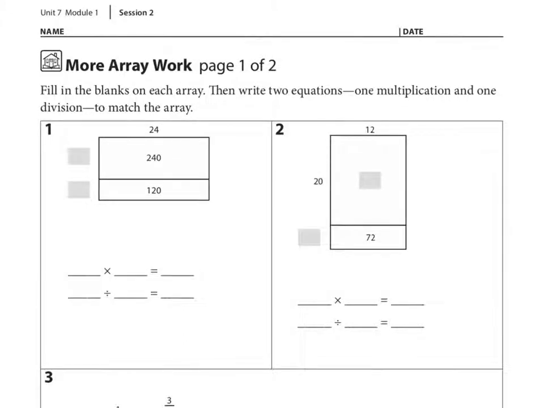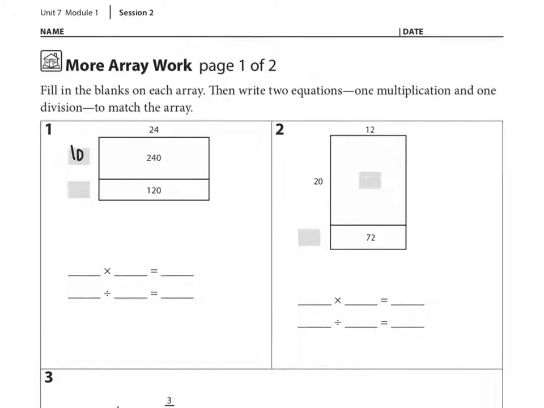Hi boys and girls, today we're going to go over Unit 7, Module 1, Session 2, More Array Work. It says, fill in the blanks on each array, then write two equations, one multiplication and one division, to match the array. So we see right here, 24 is one of the known dimensions, and I see 240 on the inside. I know that 10 times 24 is 240.